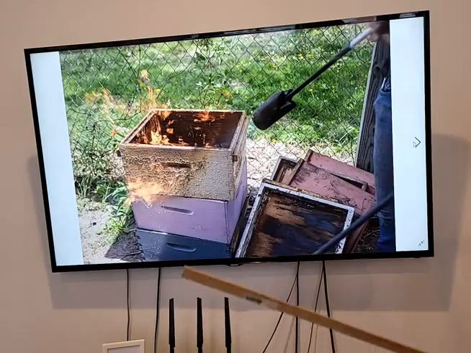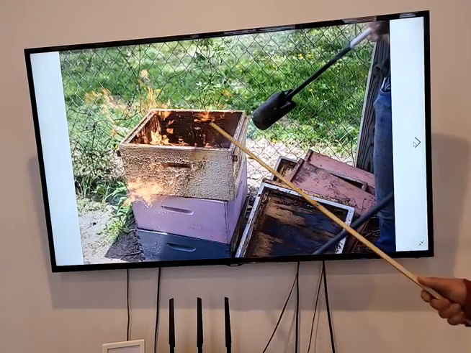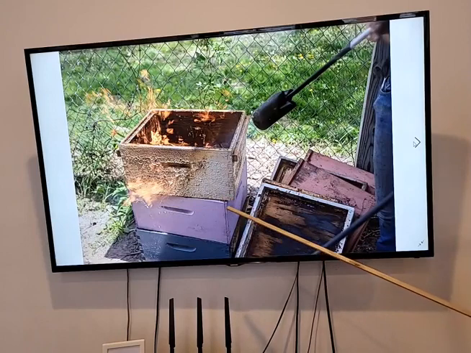So the writer of that article also suggests we burn the beehives to cure the beehive from the disease.